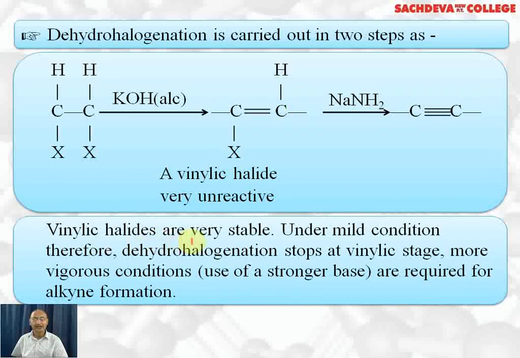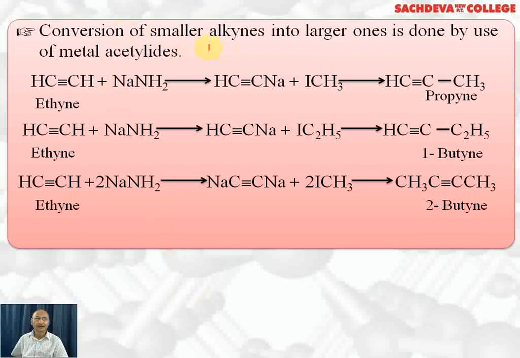Vinylic halides are very stable and less reactive. Under mild conditions, therefore, dehydrohalogenation stops at the vinylic stage. Under more vigorous conditions, that is using a stronger base like NaNH2, which has NH2 negative as a stronger base, can be used for alkyne formation. Conversion of smaller alkynes to larger ones is done by use of metal acetylides.